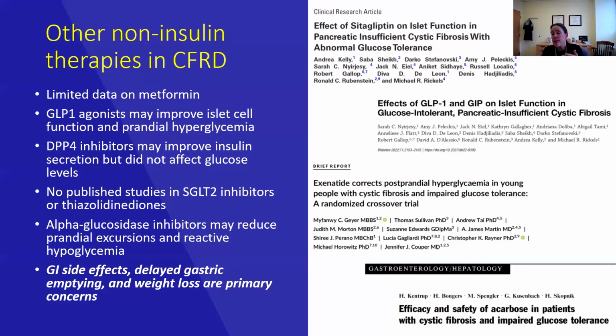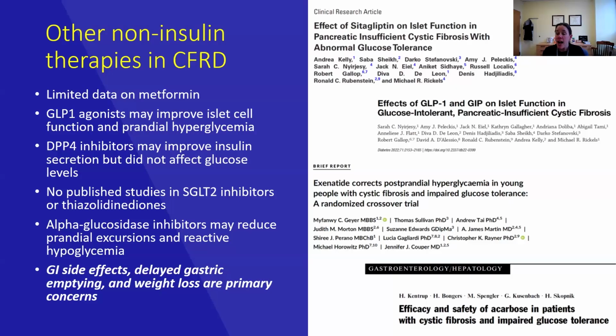The other big issue, especially with the GLP-1 therapeutic class, is the effect on gastric emptying and again, the GI side effects. Many people with CF and CFRD already have risk of gastroparesis or potential for delayed gastric emptying at baseline. So we have to be really thoughtful and careful about who we choose to start these medications.